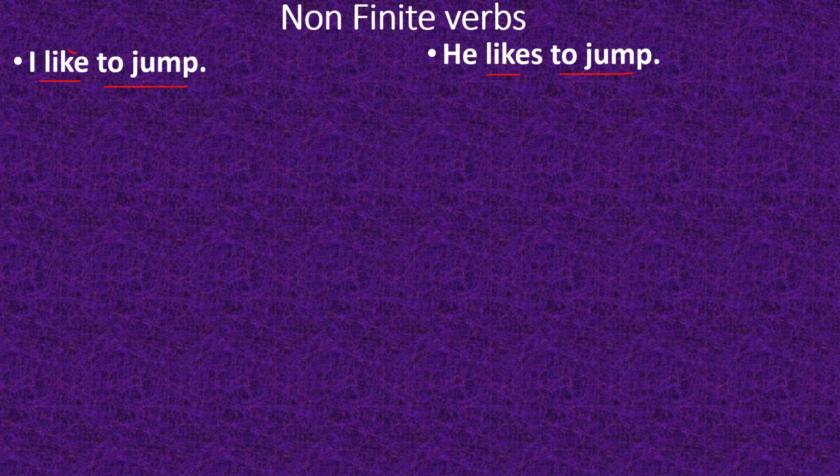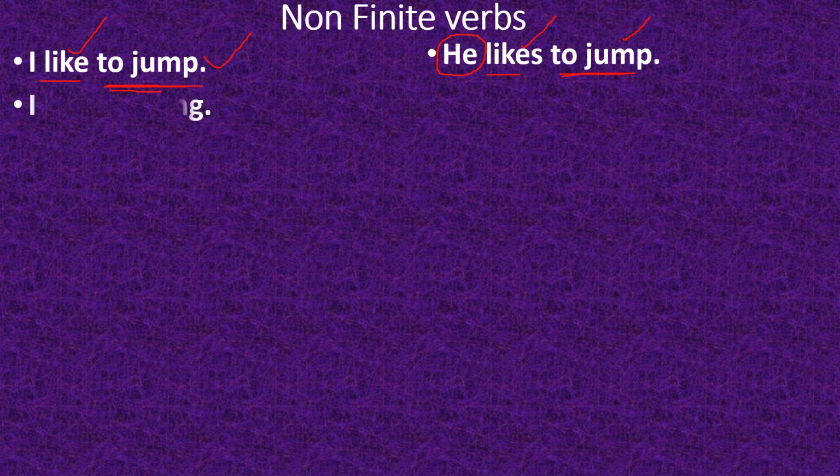Here, like becomes likes according to the person. Here, he is called third person singular number. So, like is changed as likes. But there is no change in the second verb, that is to jump. To jump remains the same. Okay, the verb is not changed according to the person here. This kind of verb is called non-finite verb.